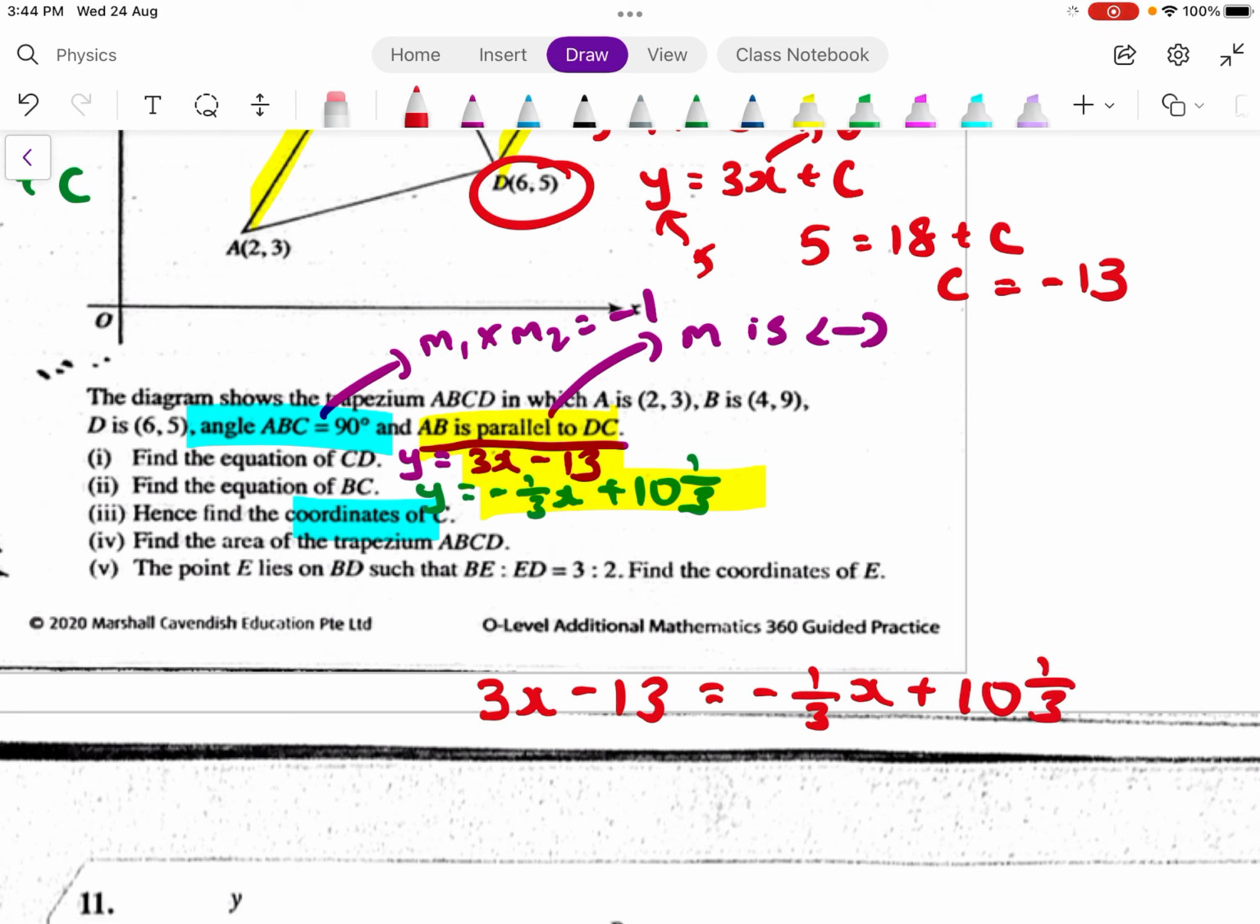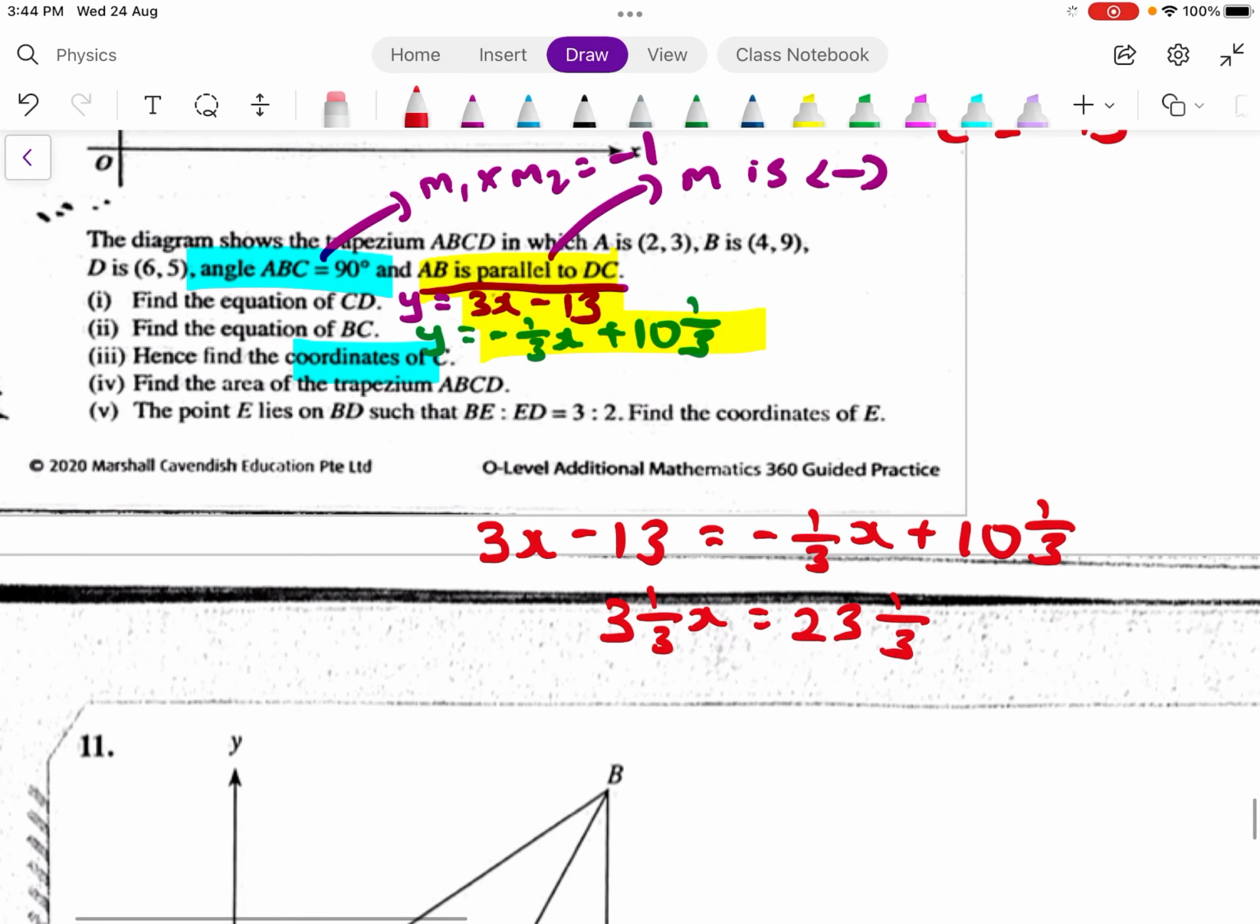Okay, so of course you manipulate. You get 3 1/3 x equal to 13 plus 10 1/3, so around 23 1/3. Then after that, of course, you divide by 3 1/3. Let me calculate. 70 over 3 divided by 10 over 3. So it's quite a nice number, 7. So the x coordinate of C is 7.